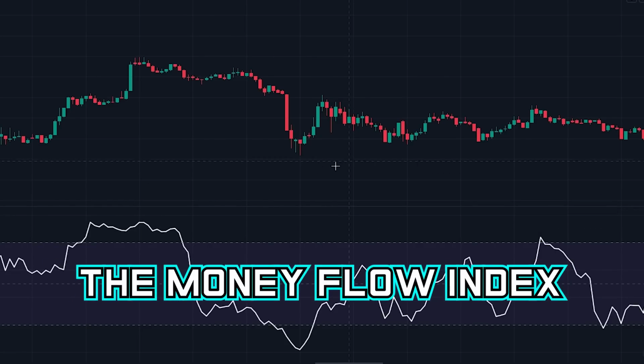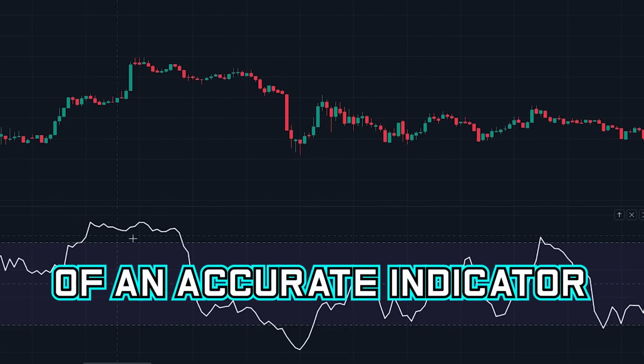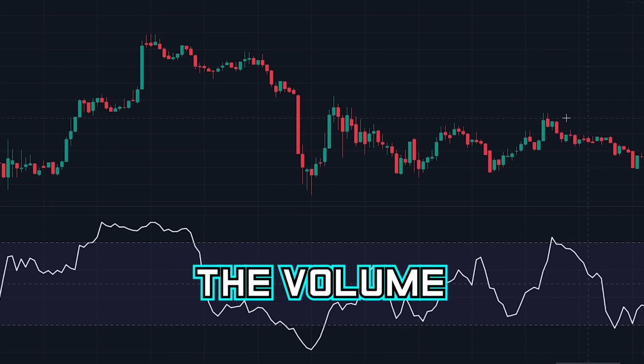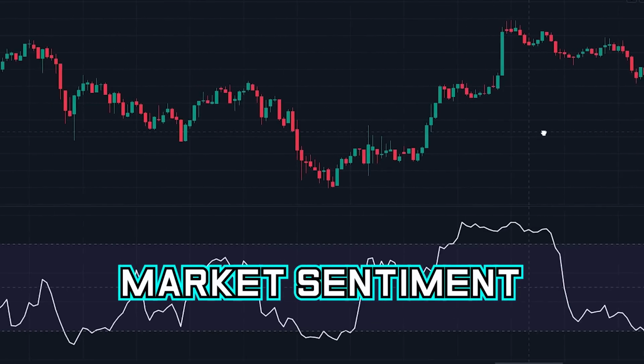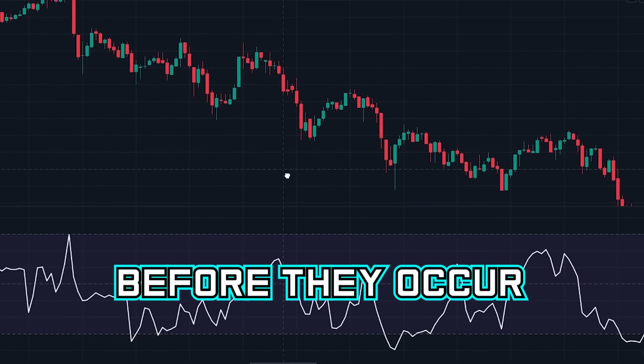Luckily, there is an alternative to the RSI indicator, which is the money flow index. The money flow index takes both the price and the volume into account, allowing it to be a lot more of an accurate indicator of market momentum. This is because by considering the volume of the market, the MFI provides a more complete picture of the market sentiment and can help traders identify significant price movements before they occur.